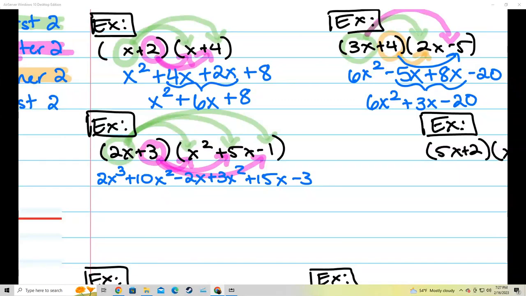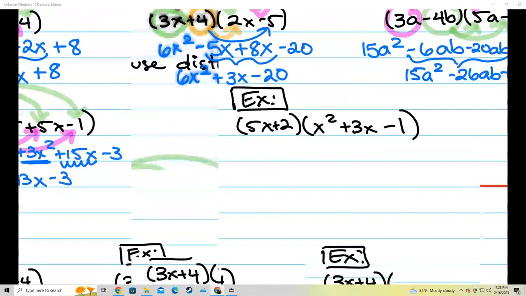Now I'm going to combine like terms. I don't see any other x cubed, so I'm just going to go ahead and drop that 2x cubed. I do see x squared, so there's 10x squareds here, and I see 3x squareds here. When I put those together, that's going to be 13x squareds. The next one down is the x's, so I see -2x, and I see a positive 15x. When I put those together, it's going to be a plus 13x. And as far as the ones are concerned, the only thing I see is a -3, and so we're going to stop right there.